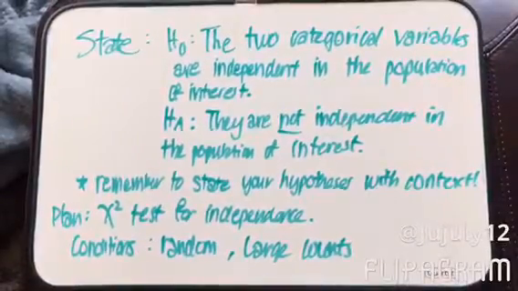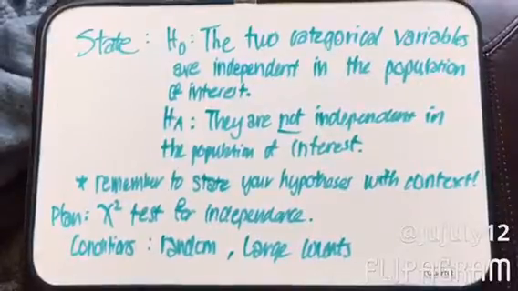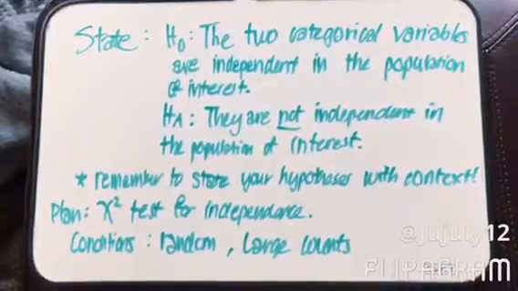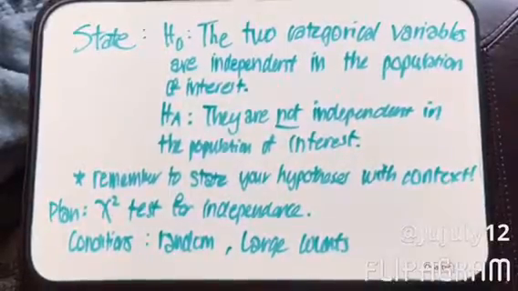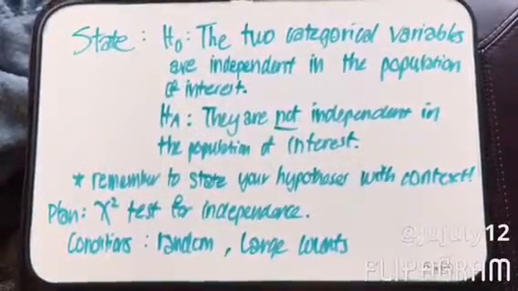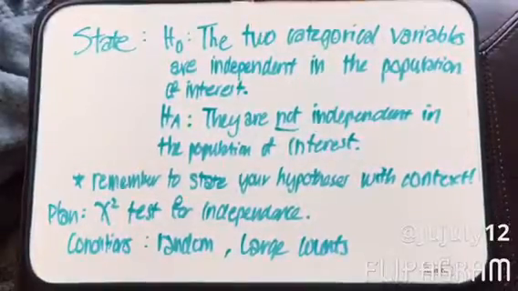And then your plan step would say that you are using a chi-square test for independence, and you have to check your conditions, which are that you either take a random sample or a randomized experiment is done, or the large counts condition is met where every expected count is greater than 5.